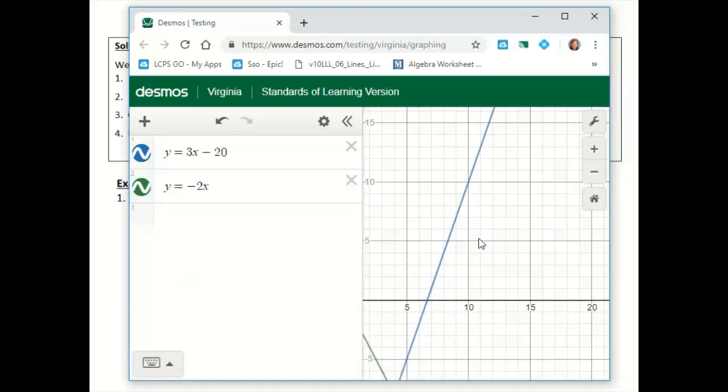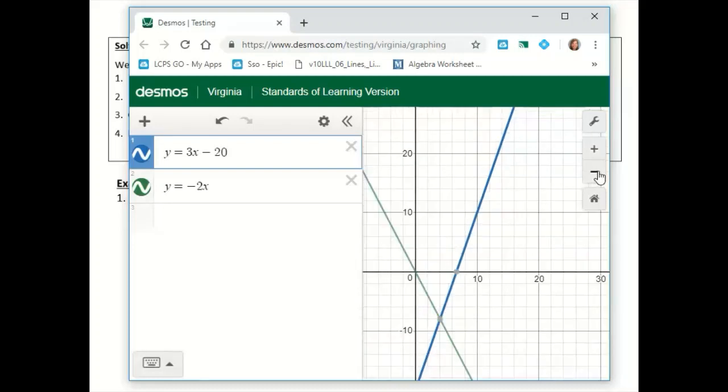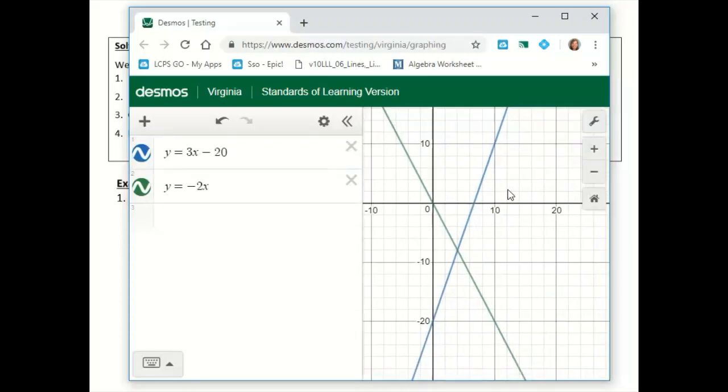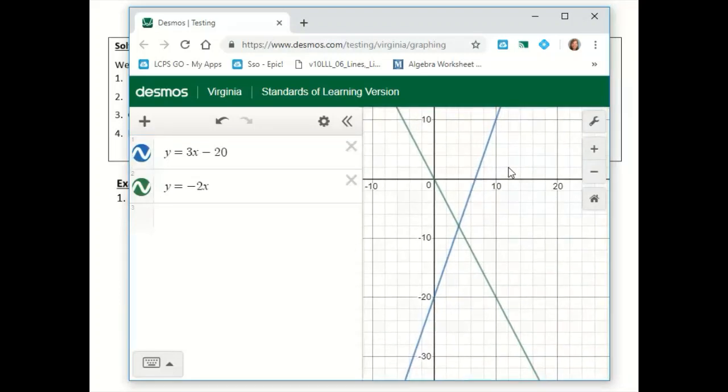I don't see anything in this picture, so I can't see the intersection. We can zoom out, and you can also grab it and move it around. We're looking for where the two lines touch, and we can see that occurs here. It says 4, negative 8. So our solution is going to be the x value, which is 4.